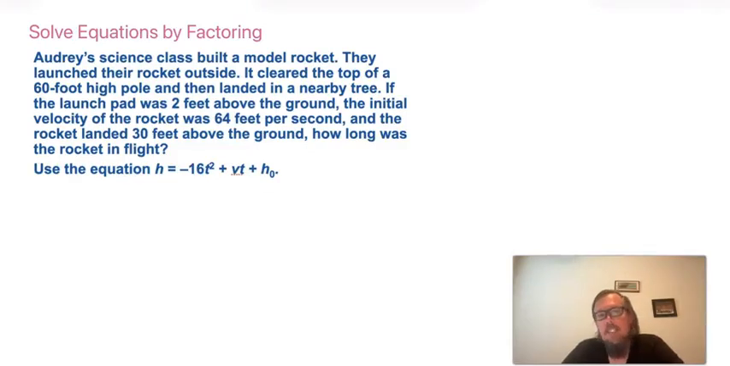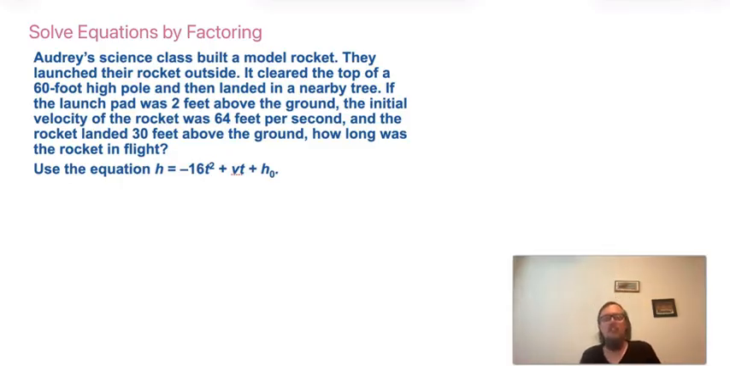Audrey's science class built a model rocket. They launched their rocket outside. It cleared the top of a 60-foot high pole and then landed in a nearby tree. If the launch pad was 2 feet above the ground, the initial velocity of the rocket was 64 feet per second, and the rocket landed 30 feet above the ground. How long was the rocket in flight?